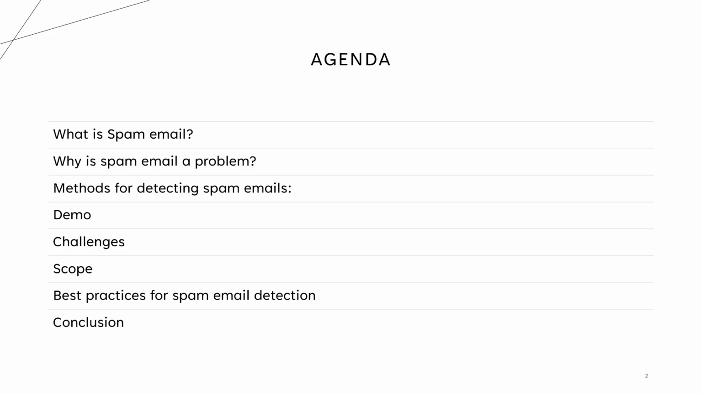Okay, this is a quick overview of what we will be covering in this presentation. These are the topics that we are going to cover: spam email, what is spam email detection, the problems we are going to face because of spam emails, and the methods for detecting spam emails, the demos, challenges, scopes, and the best practices for spam email detection. Now let's go ahead with the presentation and understand what spam email detection is and how it can be detected using ML classifiers.